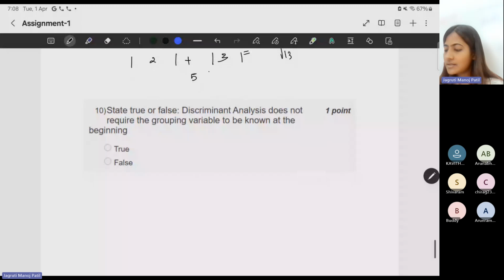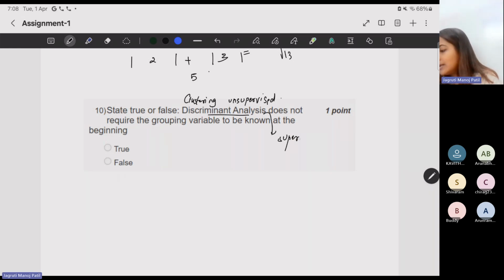Last, discriminant analysis does not require the grouping variable to be known at the beginning. Is it true? So we just saw, which type of learning method was it? So clustering was one, where this was unsupervised. And this was supervised. And they say that it does not require the information to be known before beginning. So is it true or false?